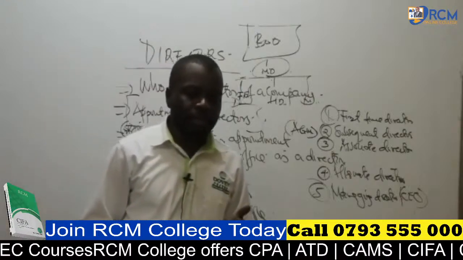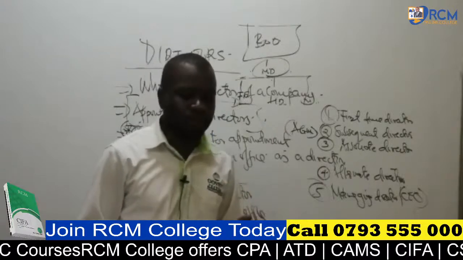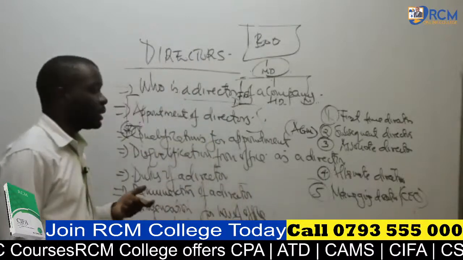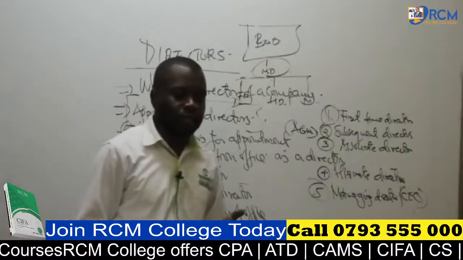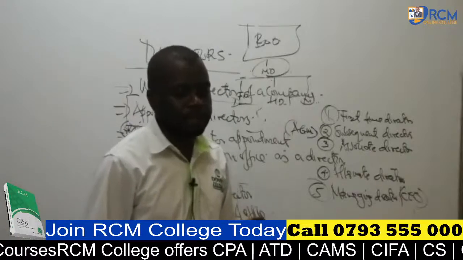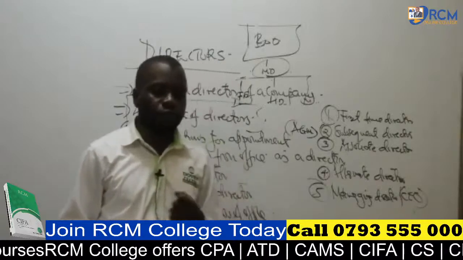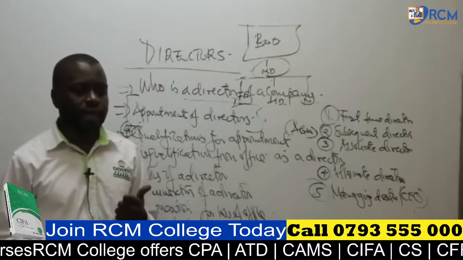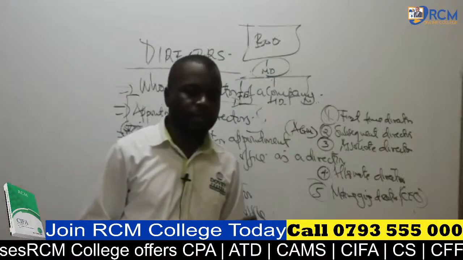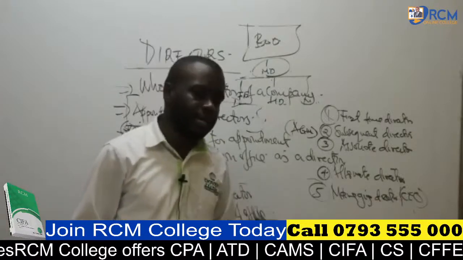Then number 3, you must not have been declared bankrupt. Bankrupt means you're not able to meet your obligations, and of course your creditors have been able to go to the courts. So your assets may have been taken up by a receiver who has seized them on behalf of your creditors, so you have to pay for all your liabilities. If the court declares you bankrupt, it simply means that you are not qualified to be appointed a director in any company.